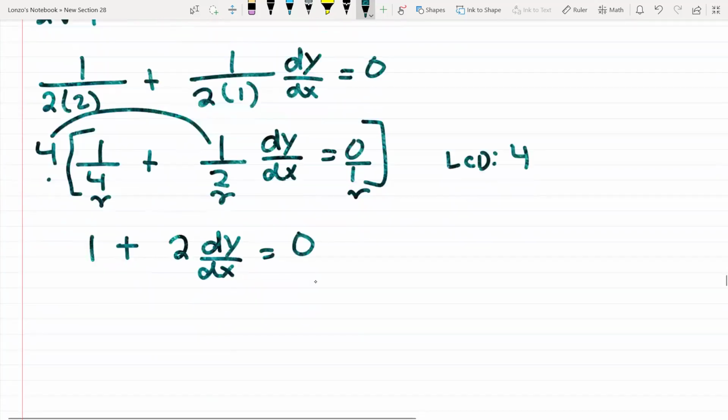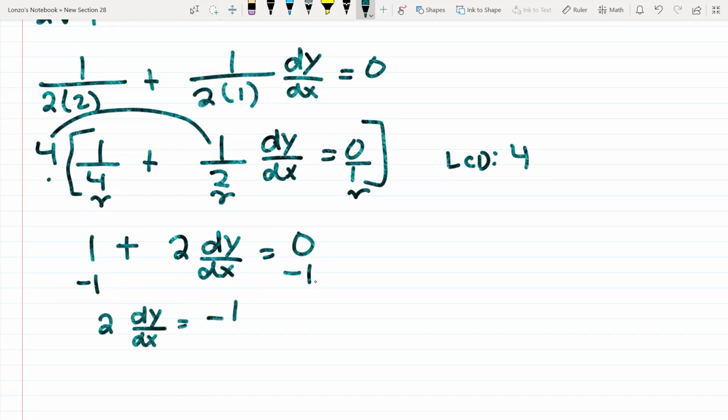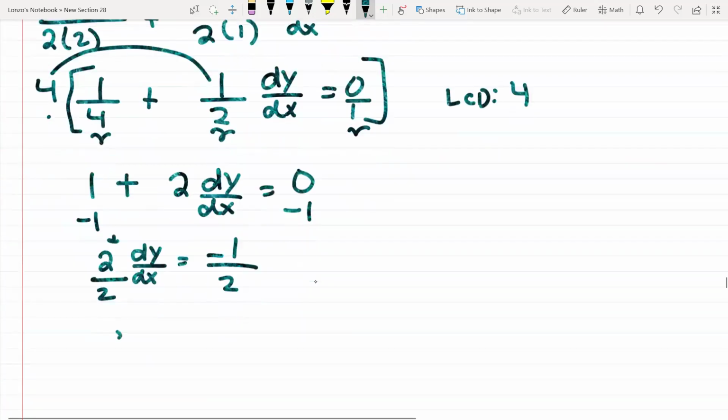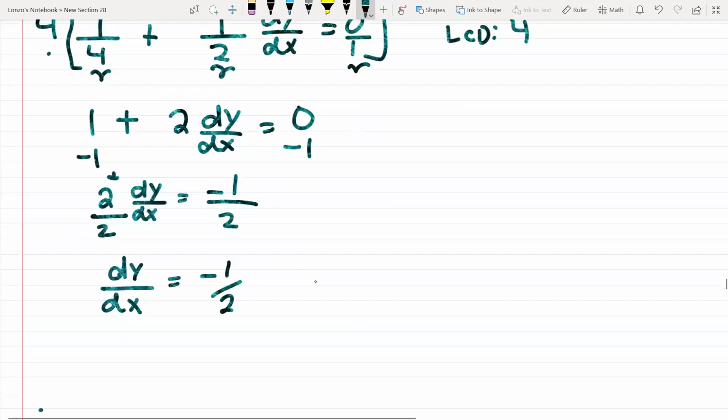Okay, so go ahead and solve for dy dx. I'm going to subtract 1. Then to solve for dy dx, I have to get rid of this 2 by dividing both sides by 2. This gives us a constant of -1/2. So you don't have to plug in, we're good. That means our slope is -1/2.